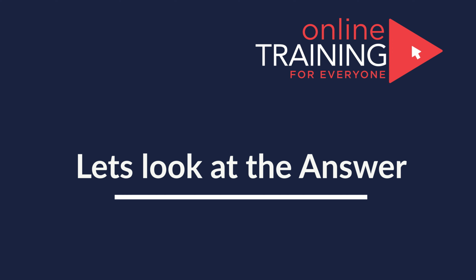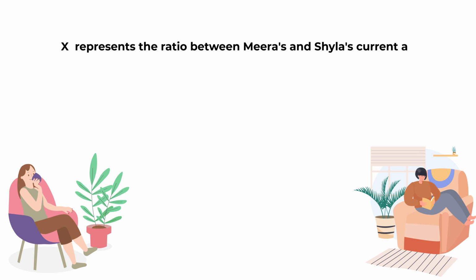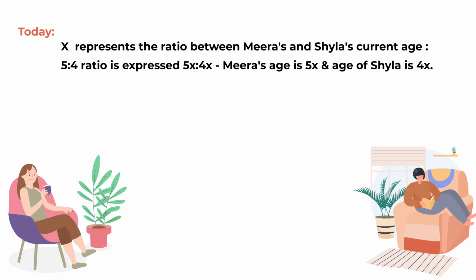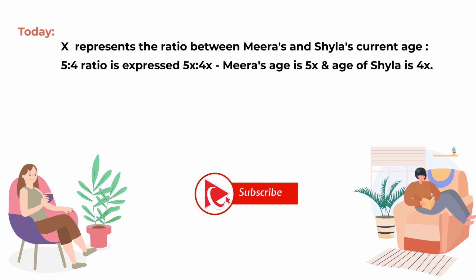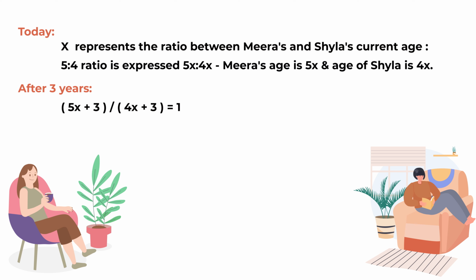To solve it, we need to define a variable x, which would be a ratio between Mira's and Shila's current age. If that's the case, then the current age of Mira will be 5x, and the current age of Shila will be 4x, which means that we can build an equation and calculate the ratio of ages after 3 years. In this equation, we will have (5x + 3) divided by (4x + 3), which would be equal to 11/9.